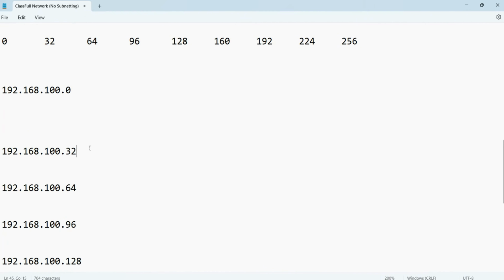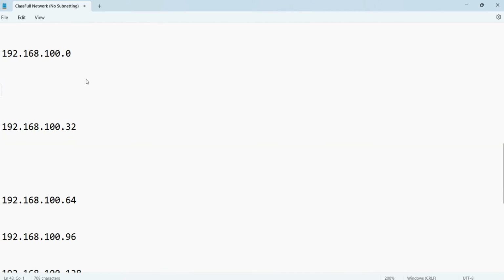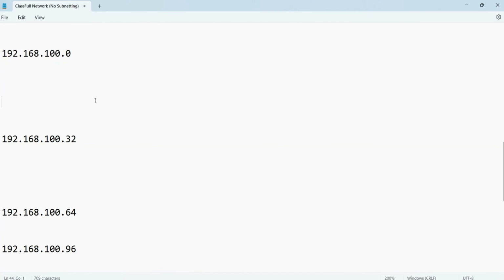Let me put a lot of spacing. So these are the network IDs, as you see. Okay, so I have my network IDs. This is my first network. Okay, this is the first network. This is my second network.